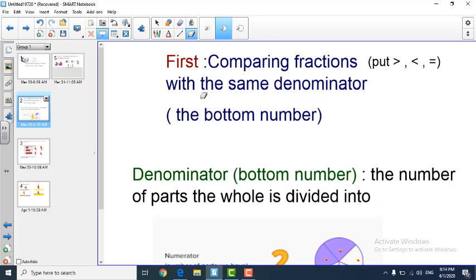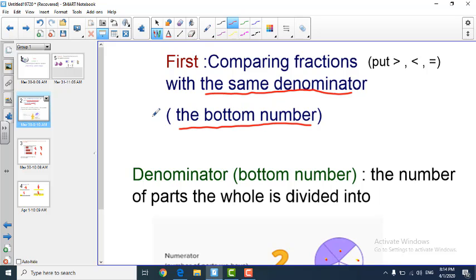What is the meaning of comparing? It means put the sign of greater than or smaller than or equals to. At first, comparing fractions with the same denominator, or the same bottom number.